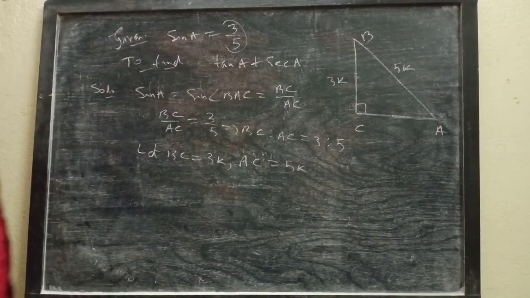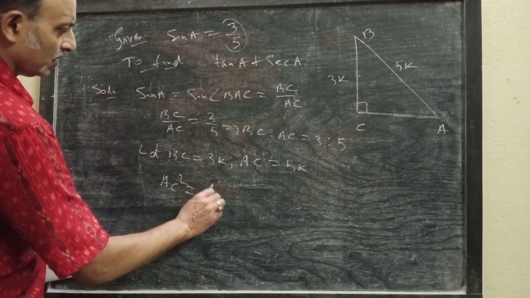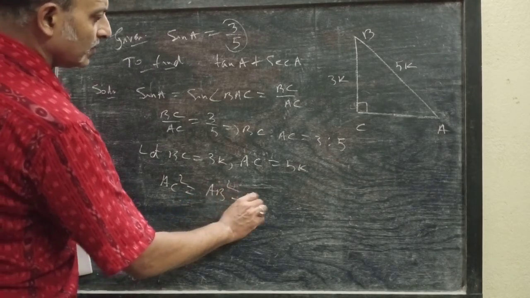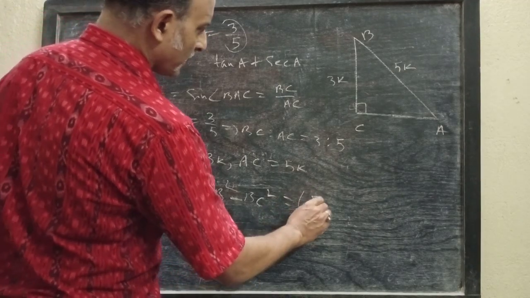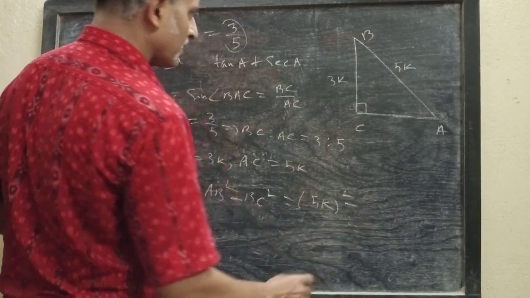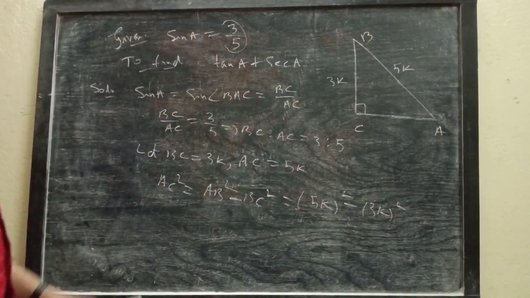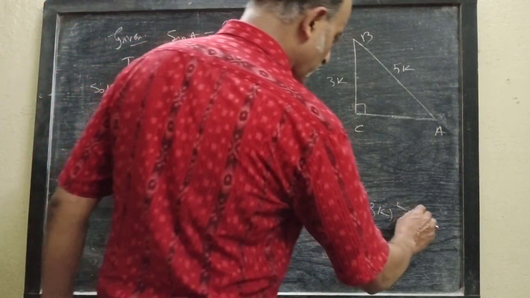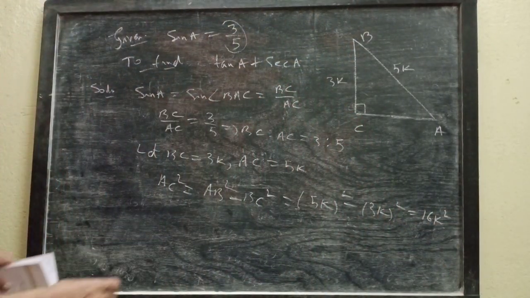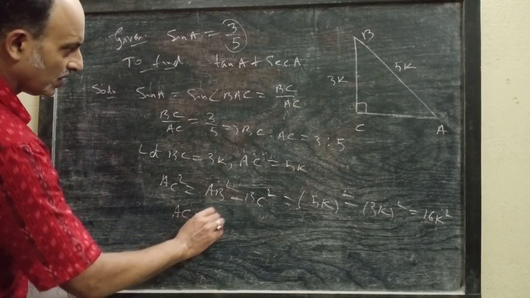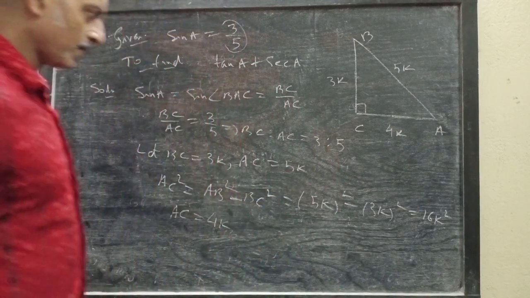Now let us find AC. So your AC square will be AB square minus BC square by Pythagoras theorem. AB is 5K whole square minus BC is 3K whole square. This is 25K square minus 9K square, so this will become 16K square. So AC square is 16K square, so your AC will be 4K.